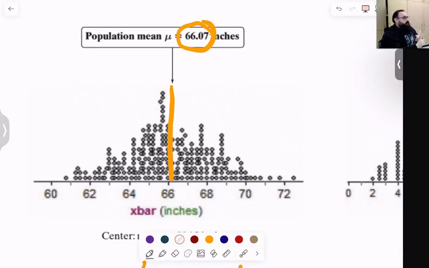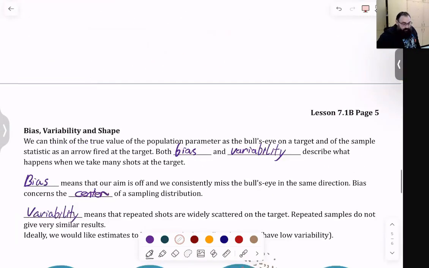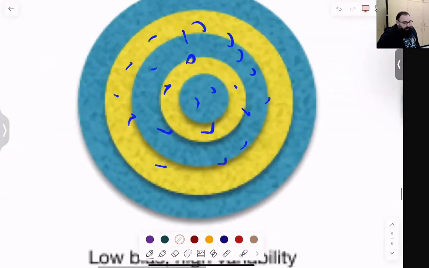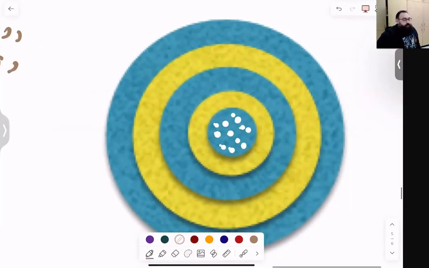So what are correct estimators? The only two we're really going to be using in this class are X bar and P hat. So as long as you're using X bar and P hat, you know that your bias situation is fixed. So how do we fix variability? So let's say you have this situation where you have really high variability, but you want to change it to low variability. How do you fix that?